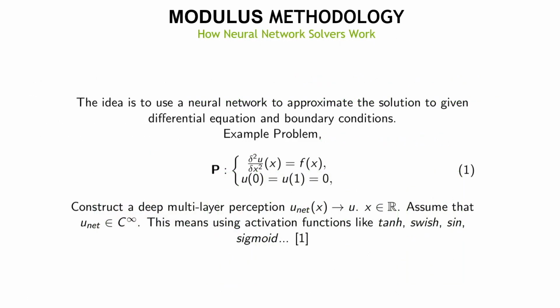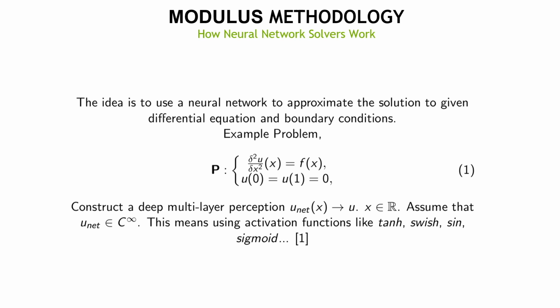Let's now look at how you formulate the loss function in practice. Let's consider an example problem in one dimension as equation 1. Basically, we have a solution variable u, and the equation is that the second derivative of u with respect to x must be some right-hand side function. And then we also have two boundary conditions requiring the solution to be zero at the domain edges.